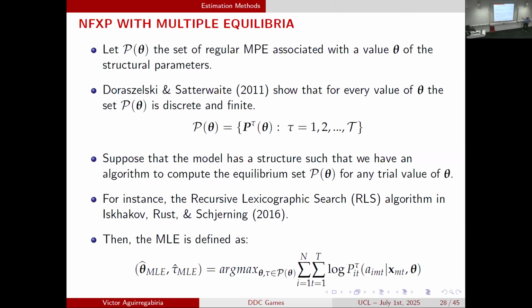But after estimating the model, we know that this is the true vector of structural parameters, and this is the choice probabilities in the data. Okay. Then suppose that now we want to make a counterfactual experiment. What will be the choice probabilities if we change theta from theta 0, the one in the data, to theta star?